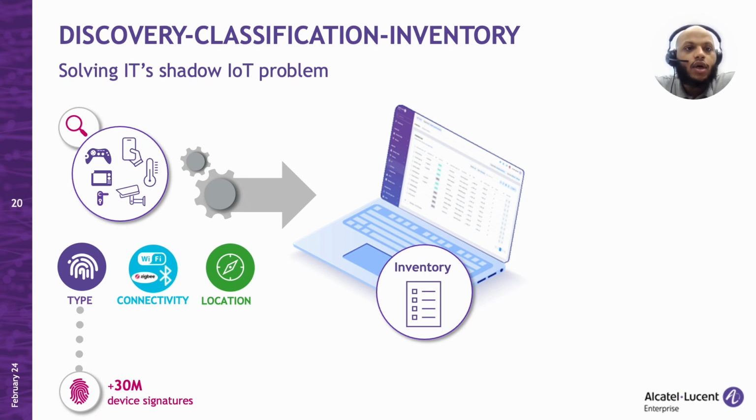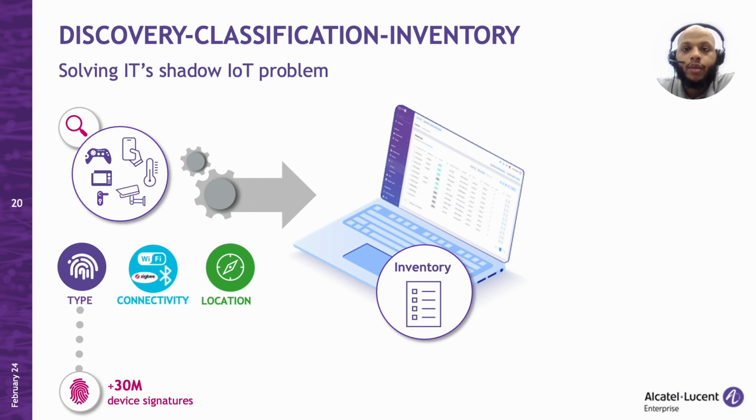So we have the discovery, classification, and inventory. We're able to recognize the object types, leveraging a database of more than 30 million device signatures. We also identify the connectivity medium, be it wired, Wi-Fi, Zigbee, or Bluetooth. We can also know the location where this device is connected. Then all of this information is put automatically into an inventory that IT can use in order to keep track of what's connected in the network.